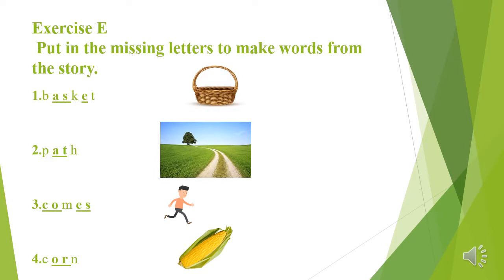Exercise E. Statement. Put in the missing letters to make words from the story. Number 1, basket. B-A-S-K-E-T. Number 2, path. P-A-T-H. Number 3, comes. C-O-M-E-S. Number 4, corn. C-O-R-N.